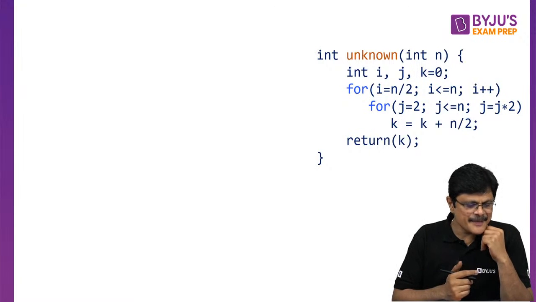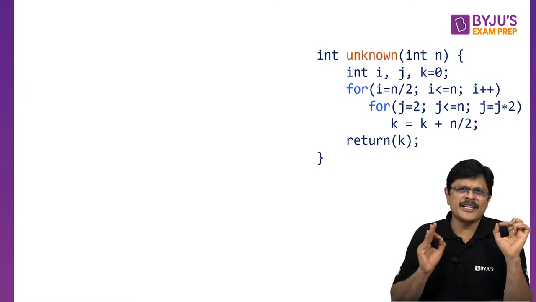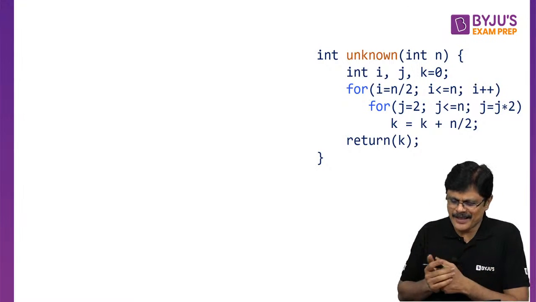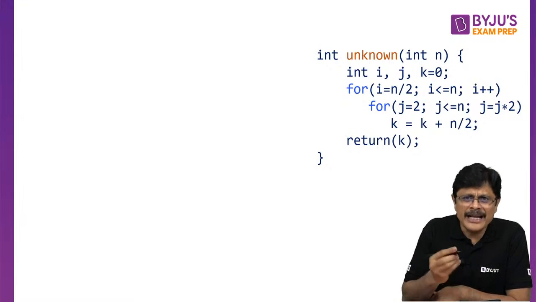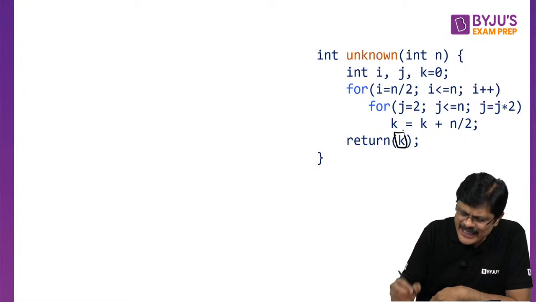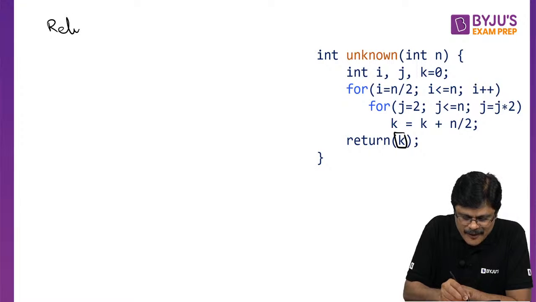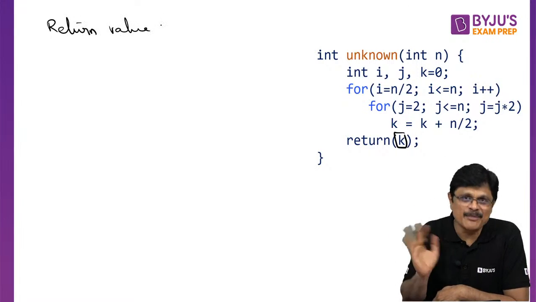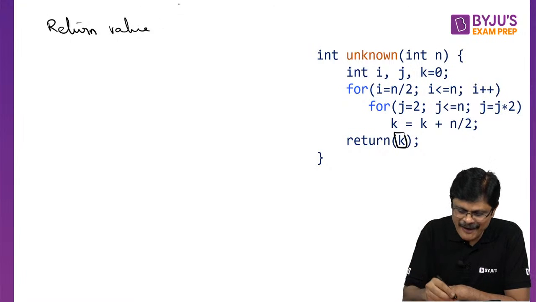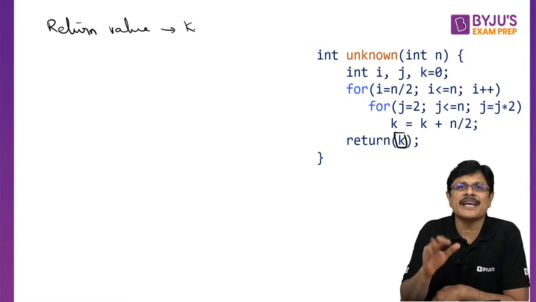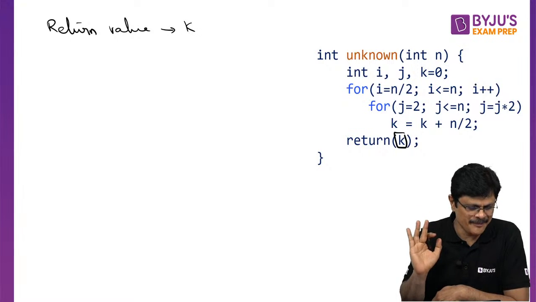Any suggestions? Now let me explain this problem in a simple nutshell. If you observe, we need to tell what is the return value. What is written, sir? K is written. We need to find the return value in asymptotic notation. And the return value is K, so we have to say the k value asymptotically.